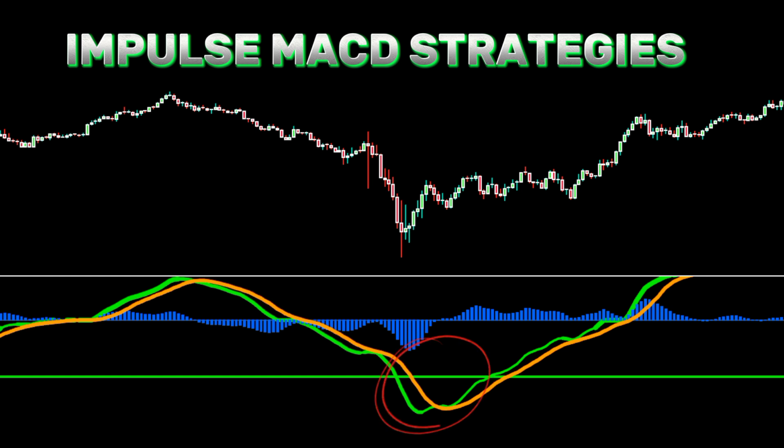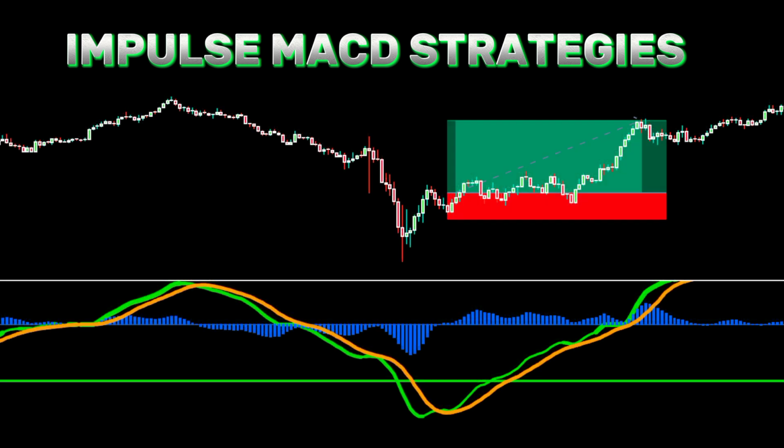And then for your risk management, you can set a stop loss below the nearest swing low and a take profit target at least at times your stop loss. And as you can see here, this trade ended up being profitable. Now let's take a look at another example.